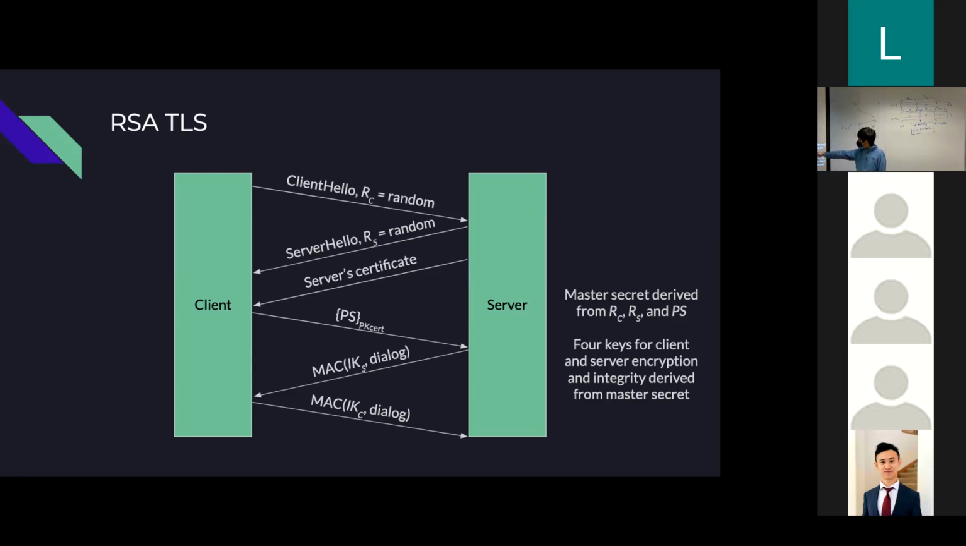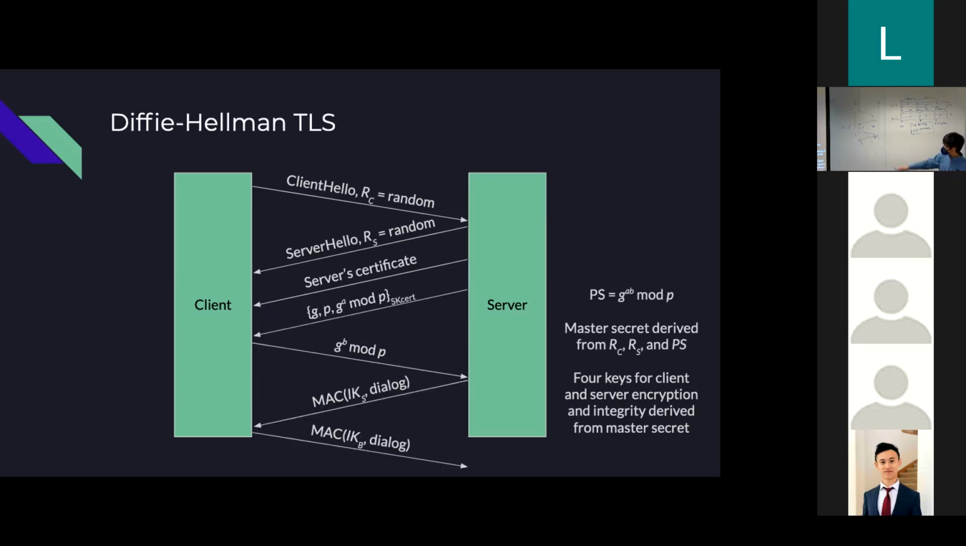These three parts, RC, RS, client random, server random, and pre-master secret, are going to be important because we're going to do the same thing, but with a slightly different handshake. So this was Diffie-Hellman TLS. The main change is right here.